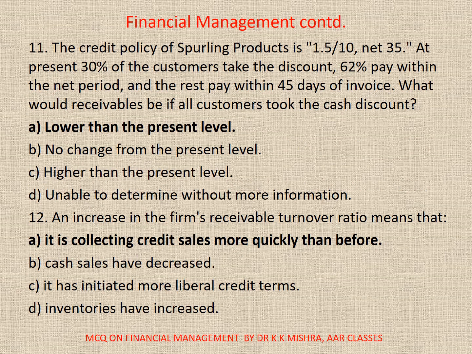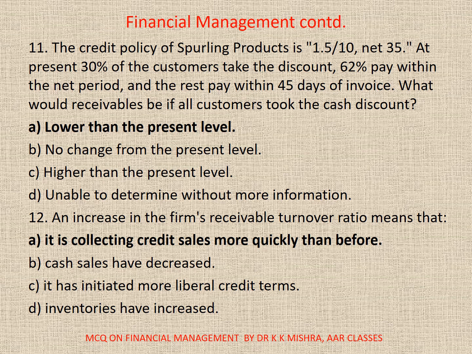11. The credit policy of Spurling Products is say 1.5:10, net 35. At present 30% of the customers take the discount, 62% pay within the net period, and the rest pay within 45 days of invoice. What would be receivables if all customers took the cash discount? So here correct option is A, lower than the present level.